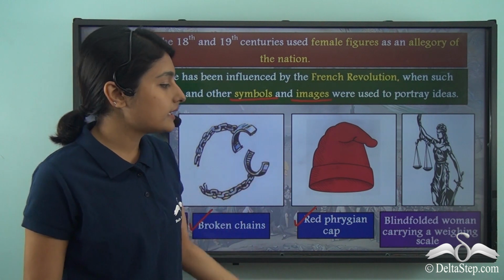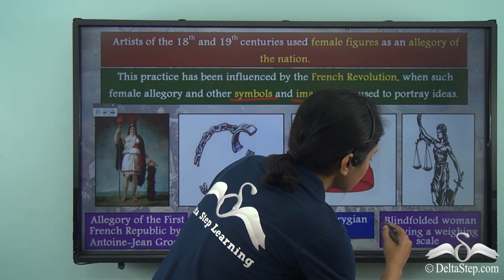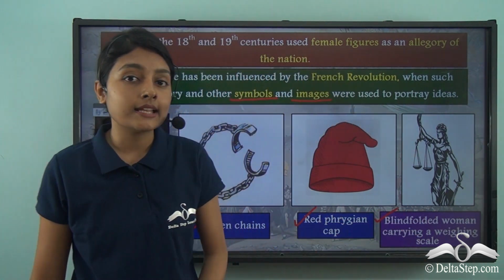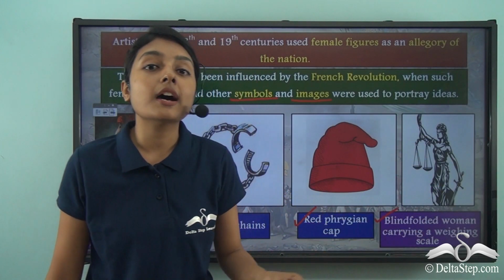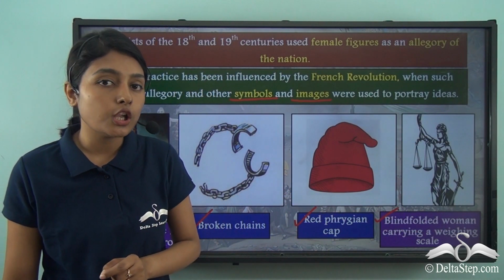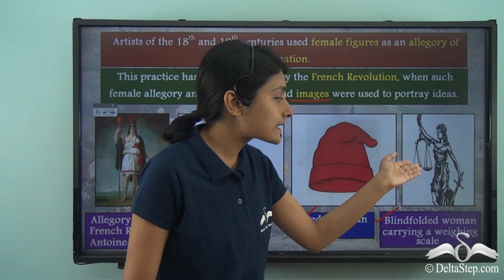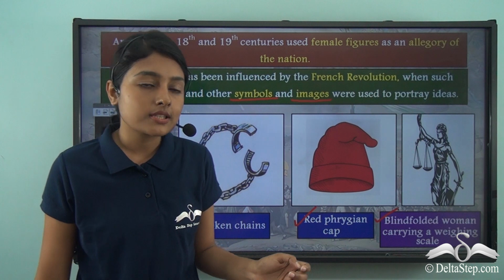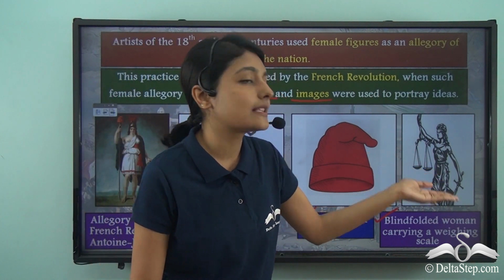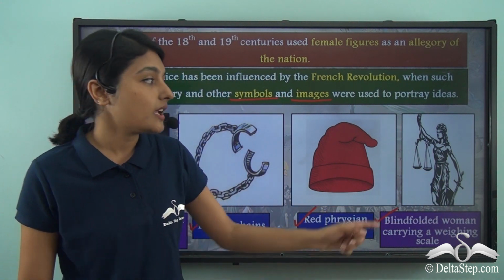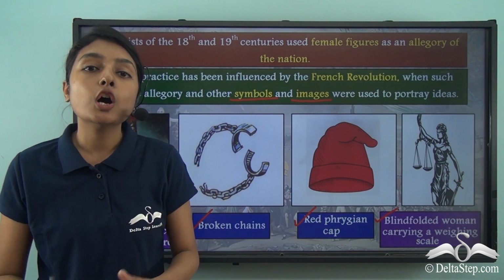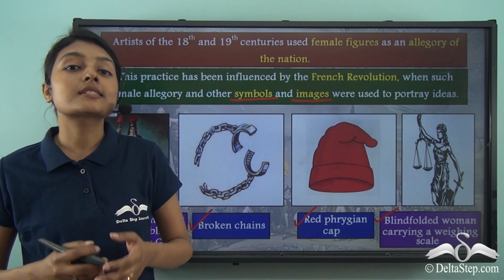And last but not the least, we have a blindfolded woman carrying a weighing scale. This symbol stands for the idea of equality before law, because this woman is blindfolded and she is holding scales, and if you notice closely, you will see that these scales are equal. That is to say, this woman or law will hold all citizens equally.